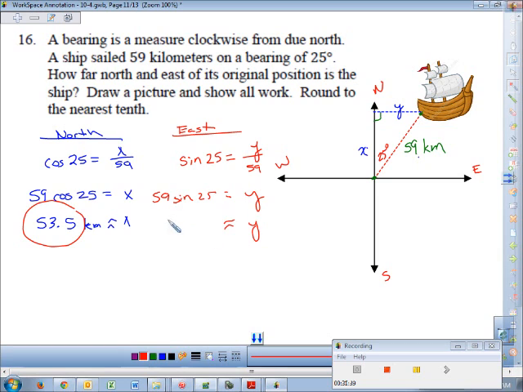Da da da da da. 24 point what? Kilometers.